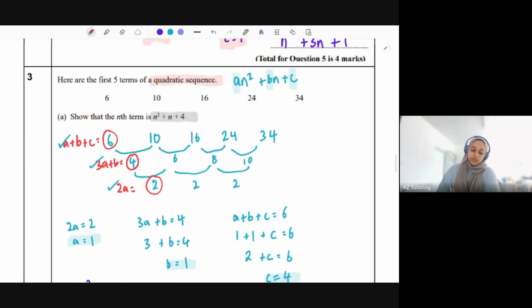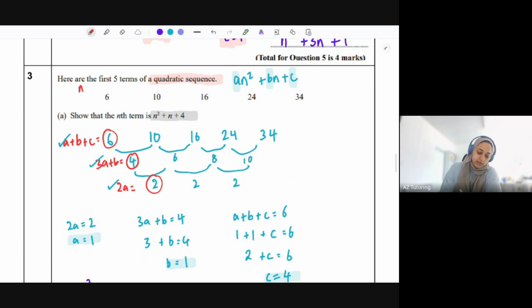So for example, just to prove to you, when n equals 1, 1 squared is 1, 1 plus 1 is 2, 2 plus 4 is 6. When n equals 2, 2 squared is 4, 4 plus 2 is 6, and 6 plus 4 is 10. And then when n is 3, it'll give you 16. When n is 4, it's 24, and so on. So n has to be an integer, where integer just means whole number. So it cannot be a fraction, a decimal, so on. It has to be an integer.